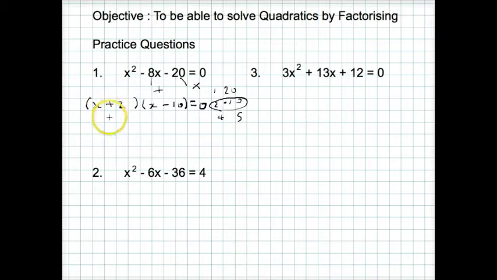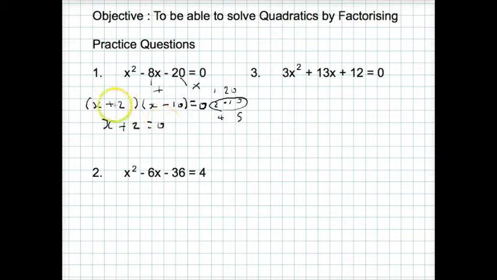Now what I need to do is write x plus 2 equals 0. And I've done this because if you remember, if you've got two numbers and you're multiplying them together, to get rid of one of those, to get rid of the multiplication, you must divide both sides. So here, to get rid of this x minus 10 and leave the x plus 2, I should be dividing both sides by x minus 10. But of course 0 divided by x minus 10 is 0, so it's just disappeared. So I'm left with x plus 2 equals 0.